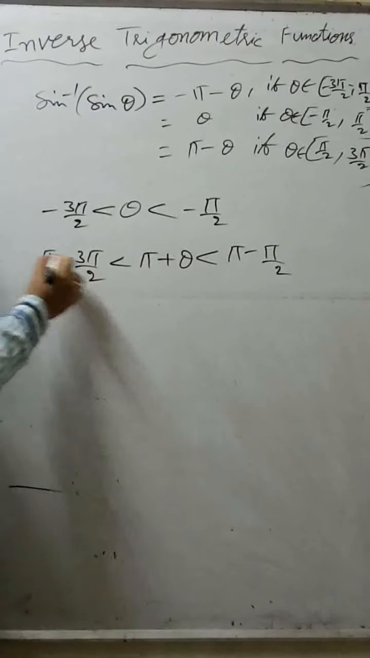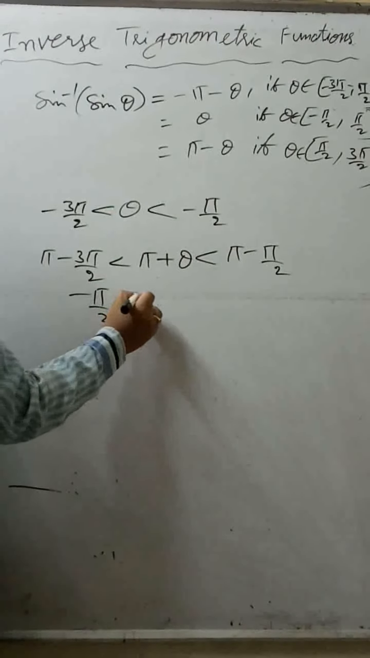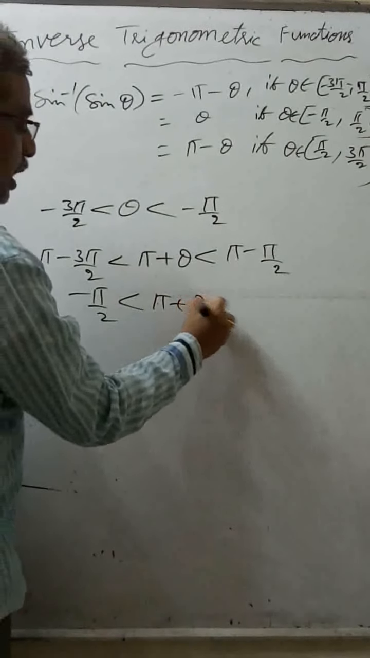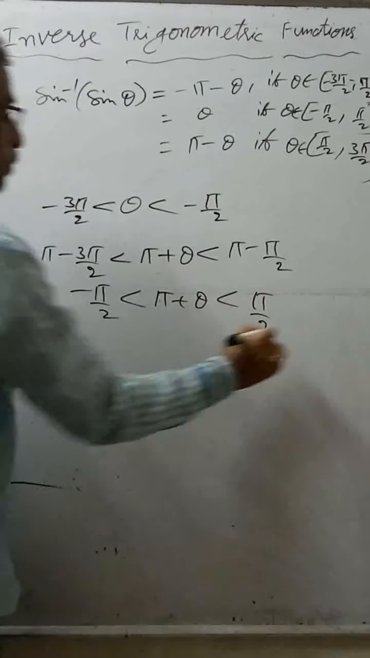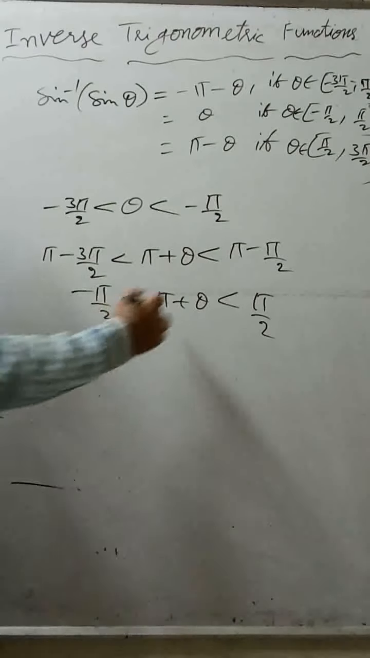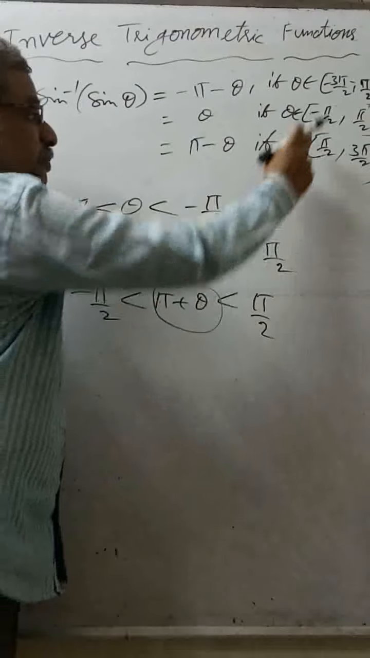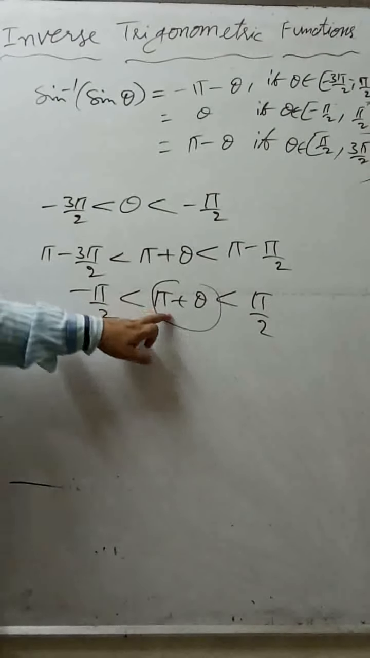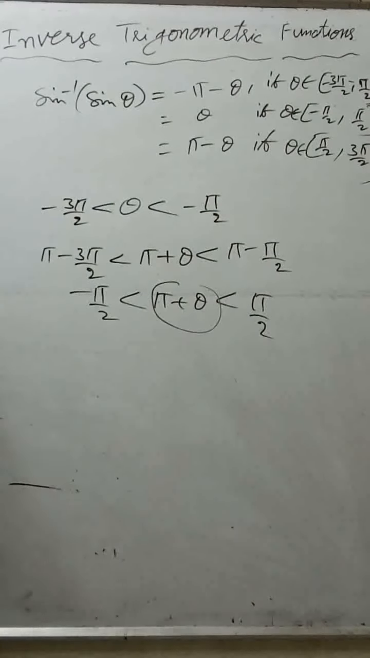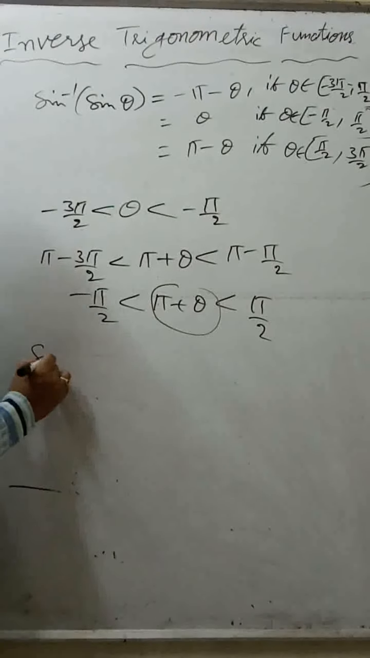So, pi minus this: minus pi by 2 is less than pi plus theta, which lies between pi by 2. Now this is coming into our original domain, minus pi by 2 to plus pi by 2. Pi plus theta is coming into this domain. Now what happens, we will observe.